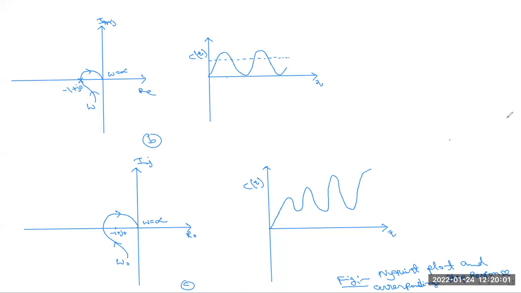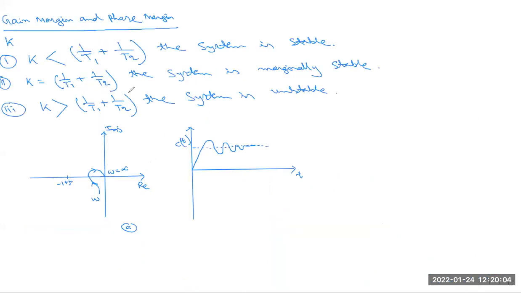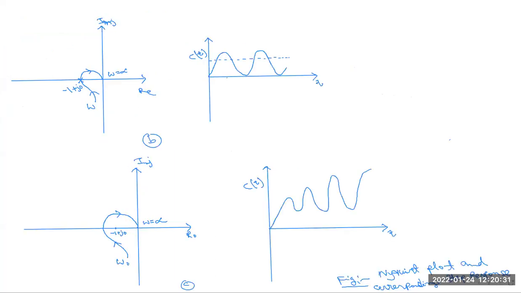Is it clear to all of you? So please remember, please tell me. So we have to calculate the stability of the system for the different systems: one is a stable system, another one is marginally stable, and another one is unstable. Is it okay? Yes, sir. Okay. So next we have to calculate the gain margin and phase margin from the Nyquist plot. Okay.